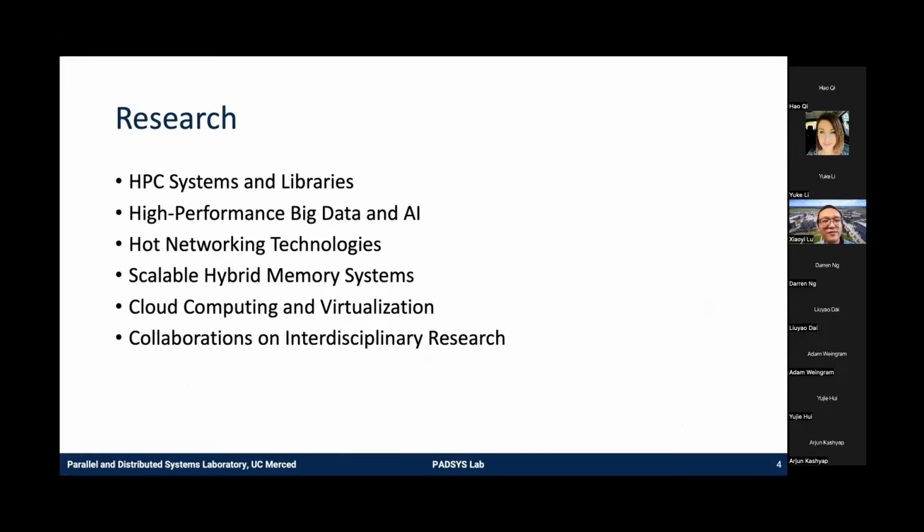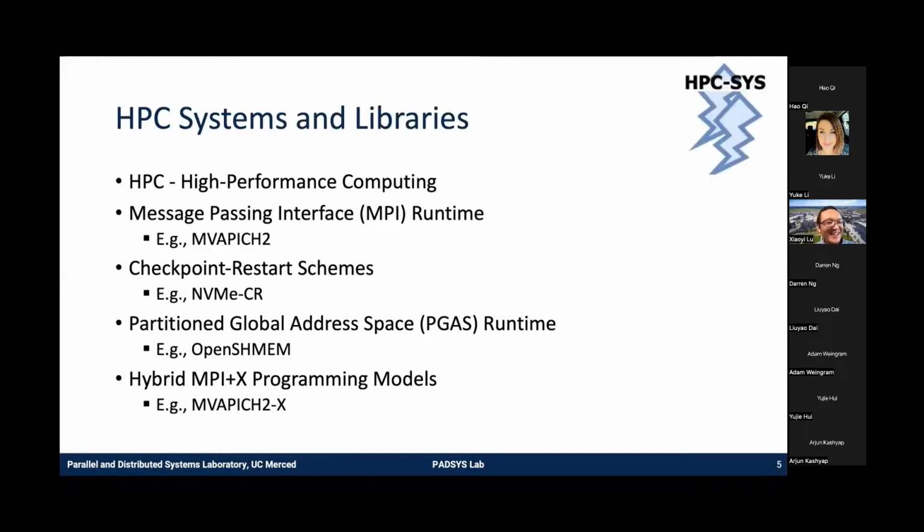That's actually one of the focuses of this work. And also hot networking technologies, scalable memory systems, cloud computing, virtualization, and we also do collaborations with people from other domains. This is also one of the purposes today. I hope that I can find some collaborators as well.